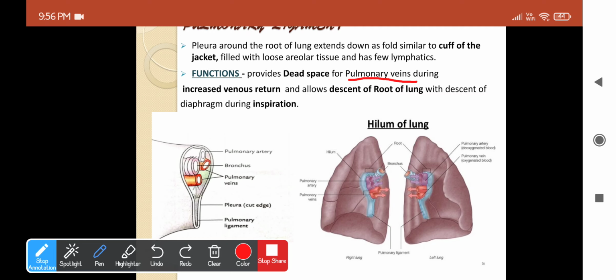Also, this will provide space for the descent of root of lung along with the descent of diaphragm during inspiration. You know, during inspiration, the dome-shaped diaphragm gets flattened, okay, and along with which the lung will also get down. So in such cases, for the descent of these lung root structures, this pulmonary ligament will provide a reserve space below. Okay, these two are the important functions of this pulmonary ligament.